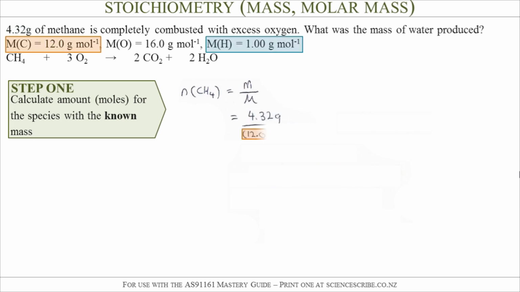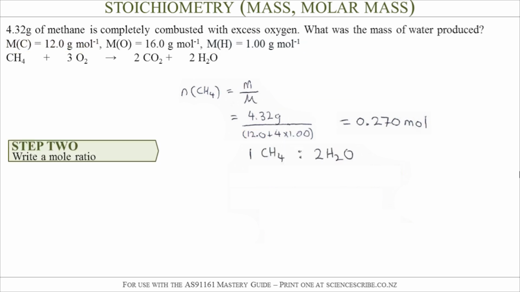I need to divide it by its molar mass. So to do that, I've got one carbon atom in CH4, so that's 12 grams per mole. That's shown in orange. I've got 4 hydrogen atoms, so that's 4 times 1 grams per mole. Put the numbers in on your calculator. 3 significant figures comes out as 0.270 moles.